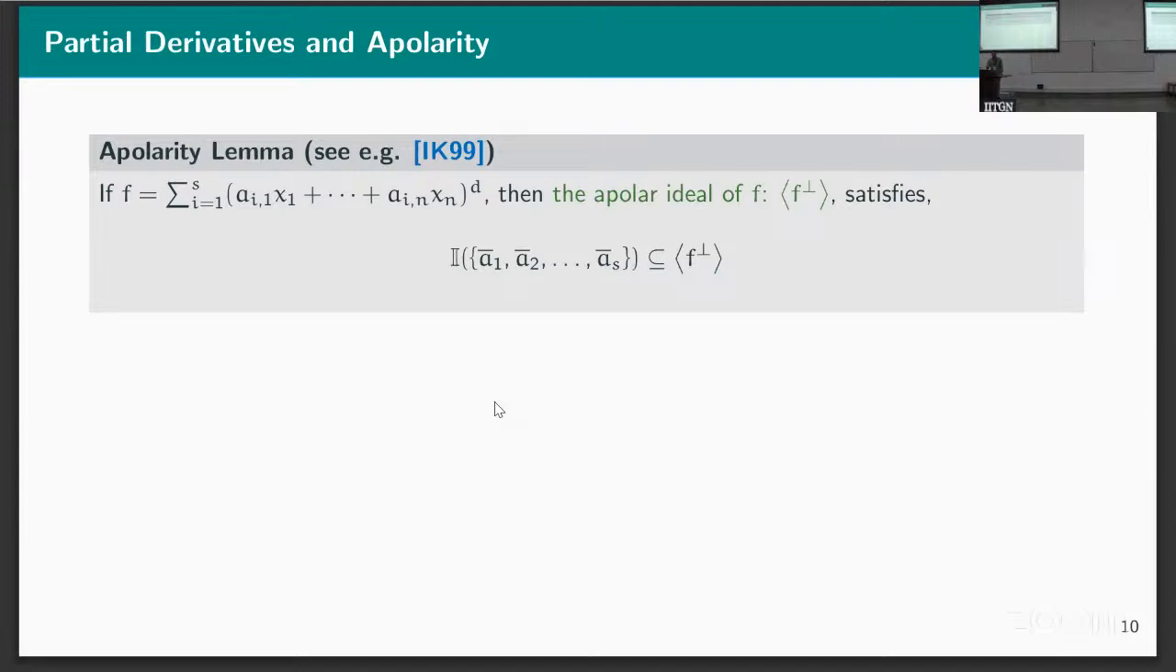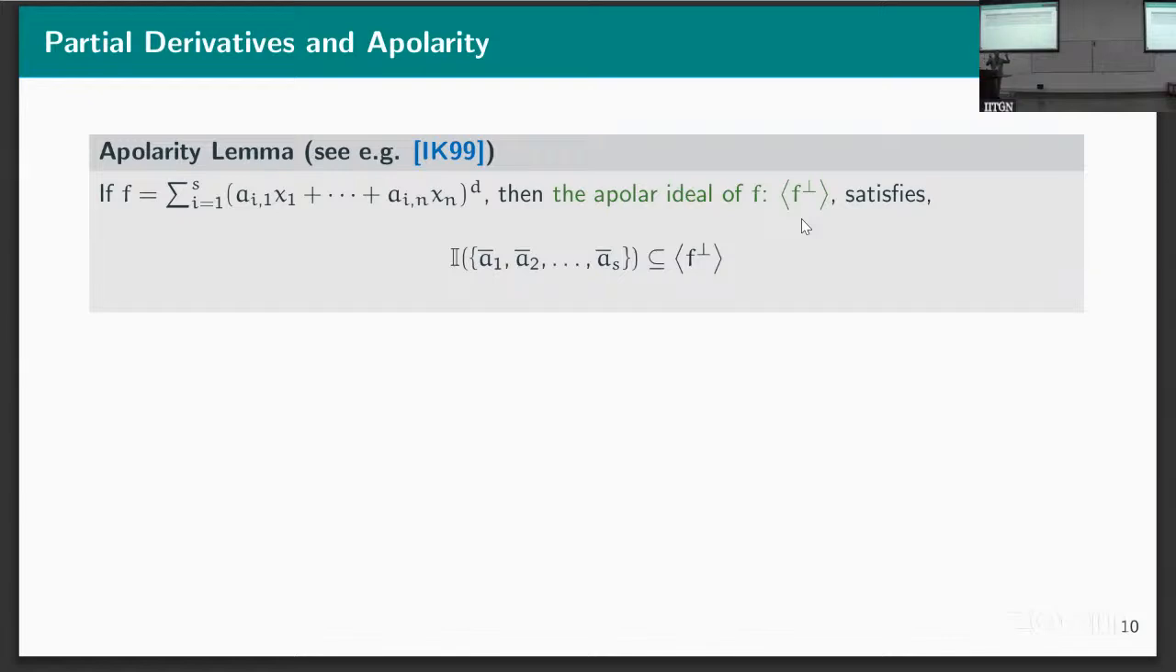So this comes from this particular thing. You don't need to understand it. All that I want to tell you is that given an F, you can define some ideal called the apolar ideal of F. And it turns out that the ideal that you went modulo to do this duality trick, which you saw on the previous slide, is contained in this apolar ideal.